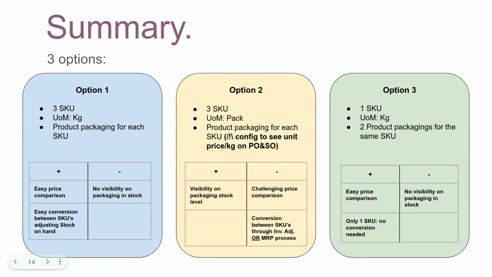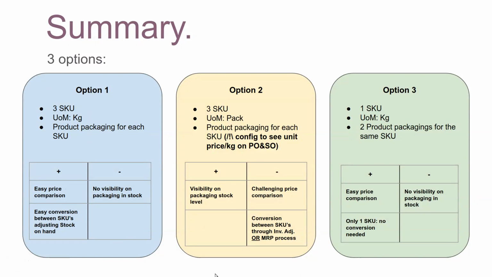So to summarize the three options, the first option was to create three different SKUs, but to keep kilogram as the unique unit of measure. Then we can take advantage of the new packaging feature of V15 to ease the sales and purchase process. It provides us easy price comparison and easy conversion between SKUs, but it limits the visibility on what packaging we have in stock.